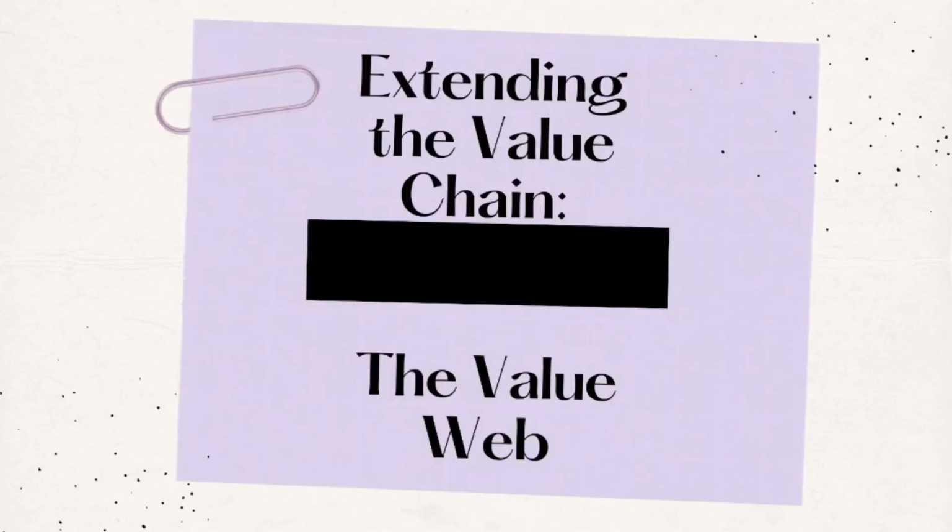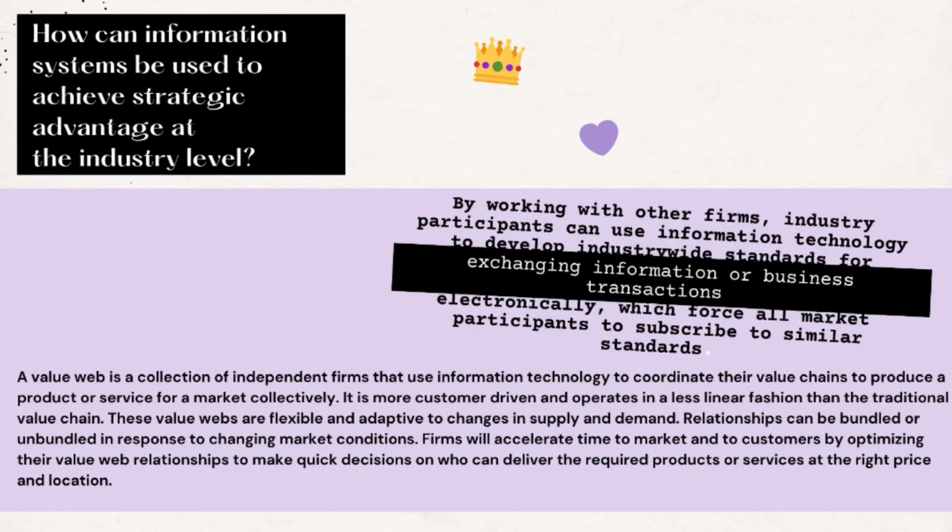Extending the value chain, the value web. How can information systems be used to achieve strategic advantage at the industry level? By working with other firms, industry participants can use information technology to deliver industry-wide standards for exchanging information or business transactions electronically, which force all market participants to subscribe to similar standards.